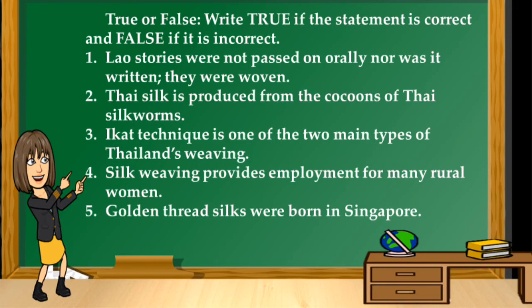Okay, so let us do the true or false. Write true if this statement is correct and false if it is incorrect. So we have 5 items here.